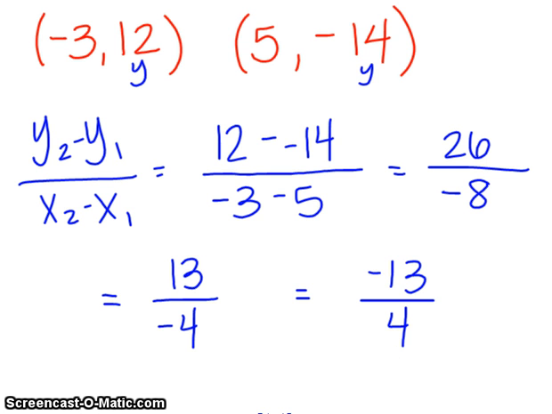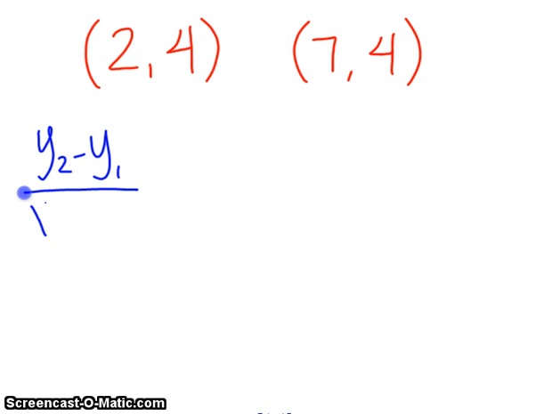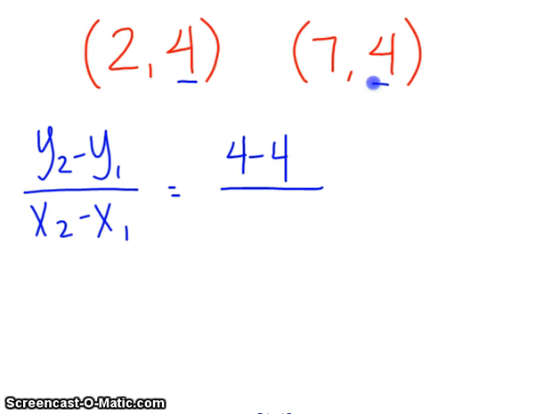So let's try another example. In this case, we have the points (2, 4) and (7, 4). So when I do y2 minus y1 over x2 minus x1, we're going to do 4 minus 4 over, if I chose from this 4 and then this 4, I'd have to do 2 minus 7. But it's hard to tell because I could have done this 4 and then this 4, and on the bottom it would then be 7 minus 2.